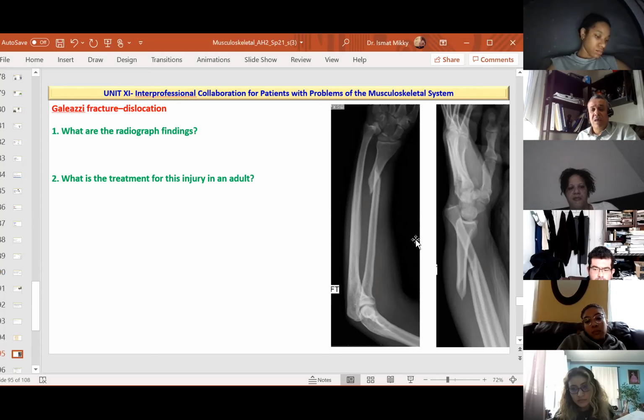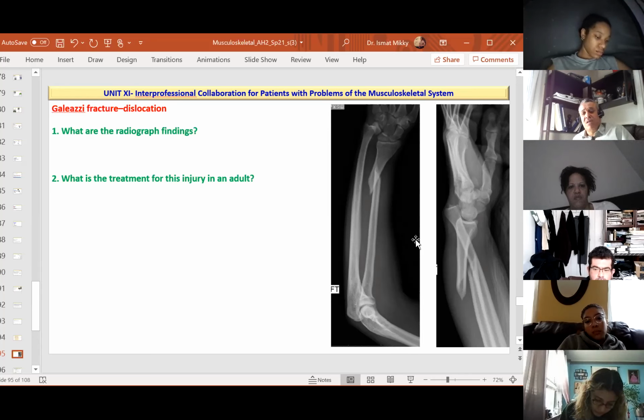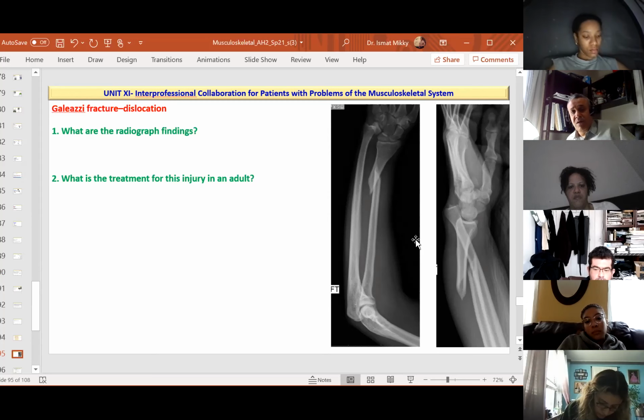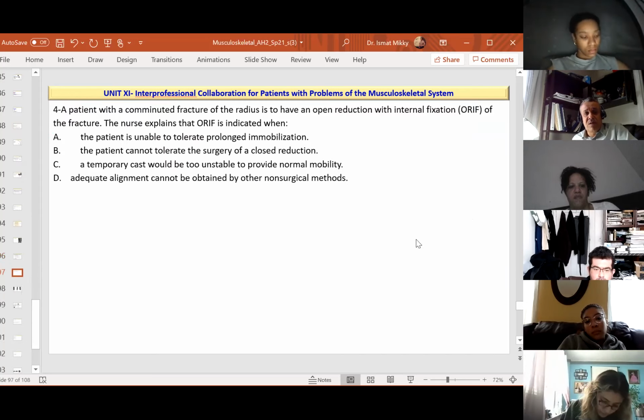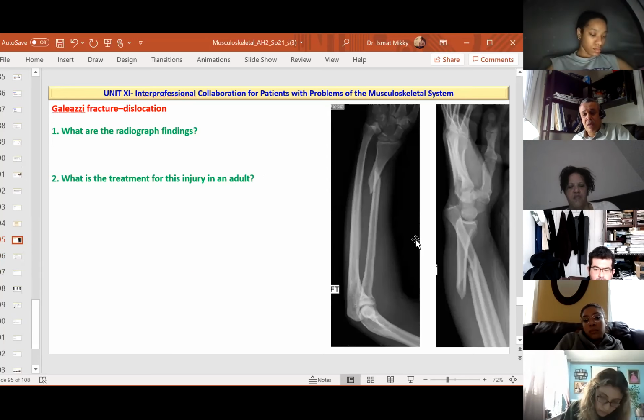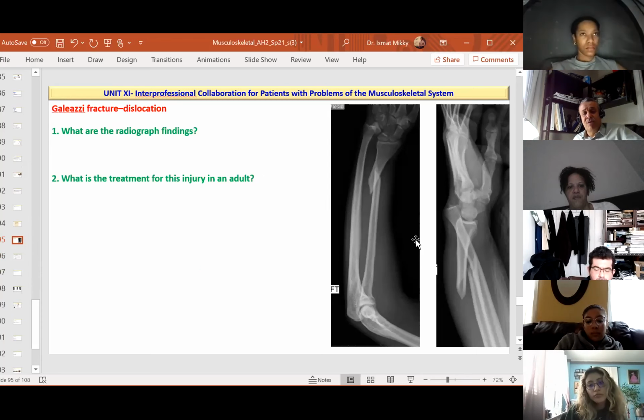Now, the treatment for this fracture would be open reduction. They have to open the skin, fascia, and muscle to get to the bone and do the internal fixation. So they will do the open reduction internal fixation, ORIF procedure. If it's a child, that's different from the adult. In adults, we will do the open reduction internal fixation.